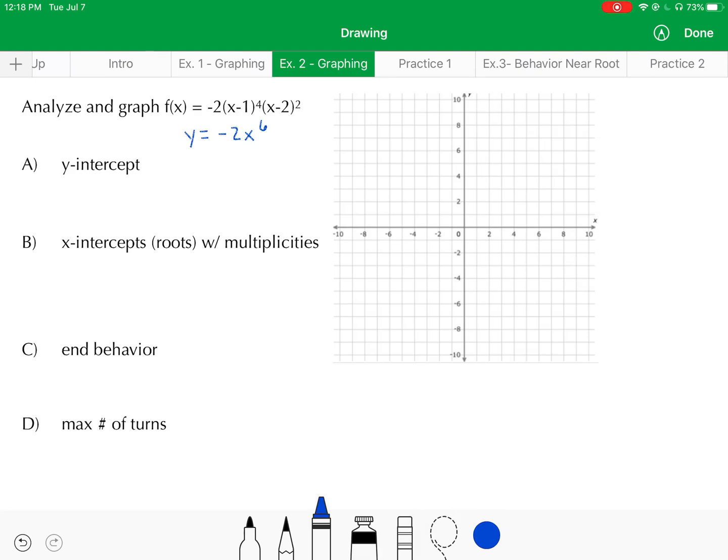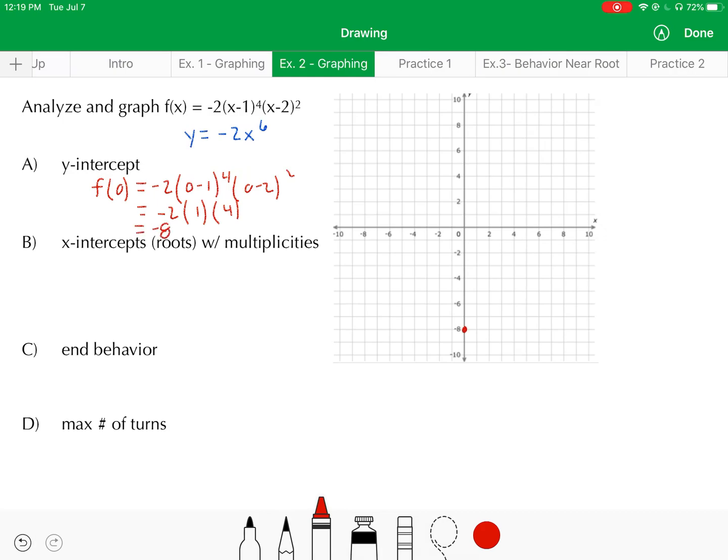Well, you notice in the factored form, you have two factors with variables whose powers are 4 and 2. It just means when I multiply this all out, the 4 and the 2 would add together to give me a 6 for the highest power, okay? All right, so the y-intercept would be f of 0, which equals -2 times 0 minus 1 to the fourth times 0 minus 2 to the second. So that's -2 times 1 times 4, or -8.